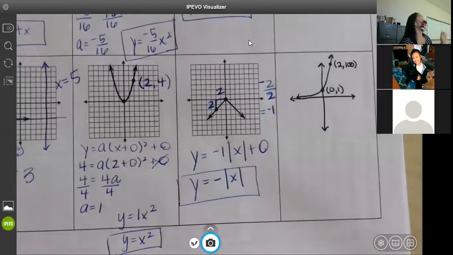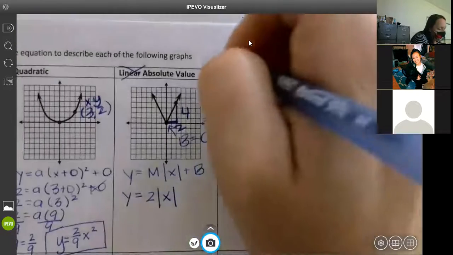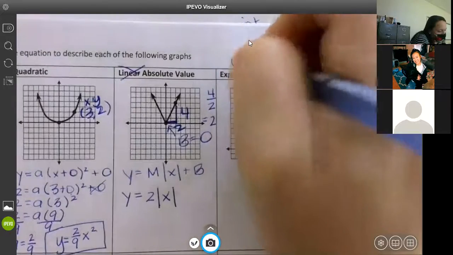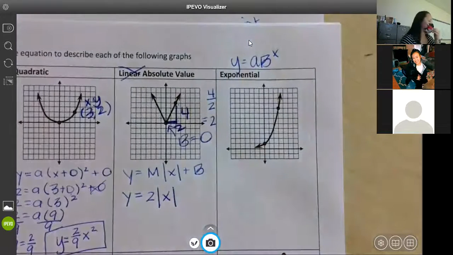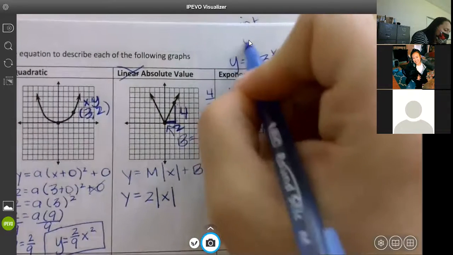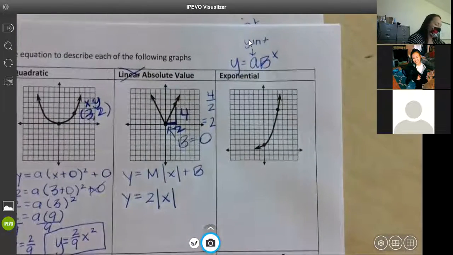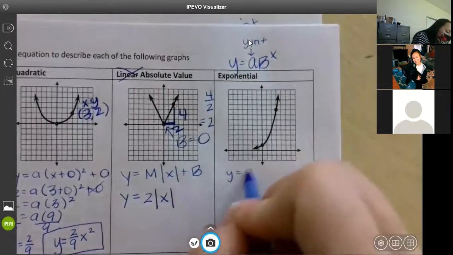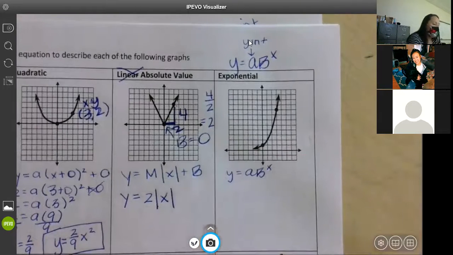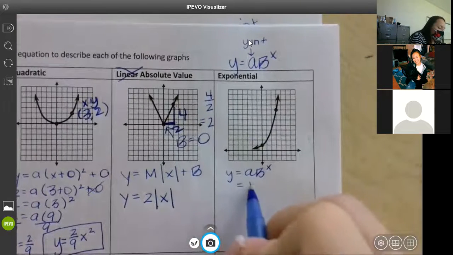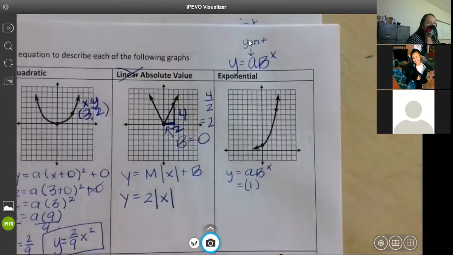Exponential becomes the hardest one when you move it around. Right now it's going to be super easy, but when you start moving it, it's going to be kind of hard. So exponential, remember, is y equals a times b to the x. And for our parent graphs, our a is always 1. Remember, our a is our y-intercept. So we know that a is going to be 1 because that's our y-intercept on our parent graph.